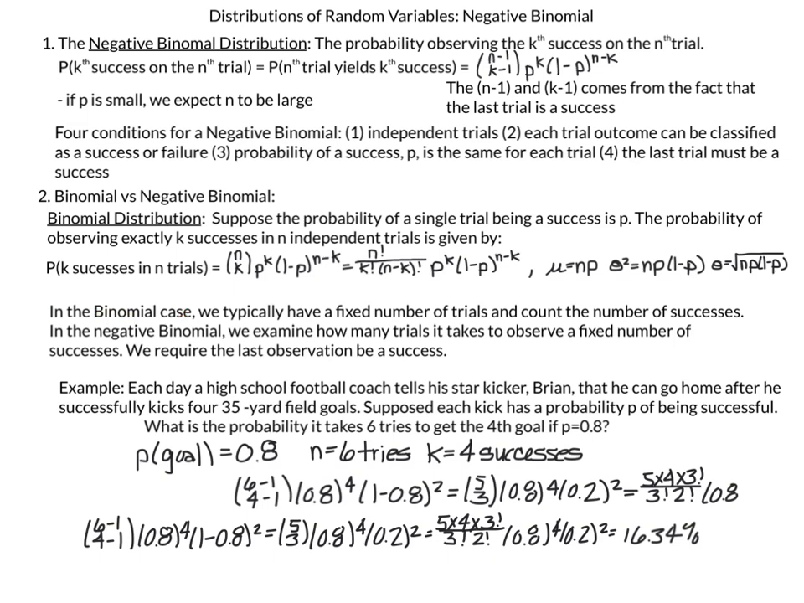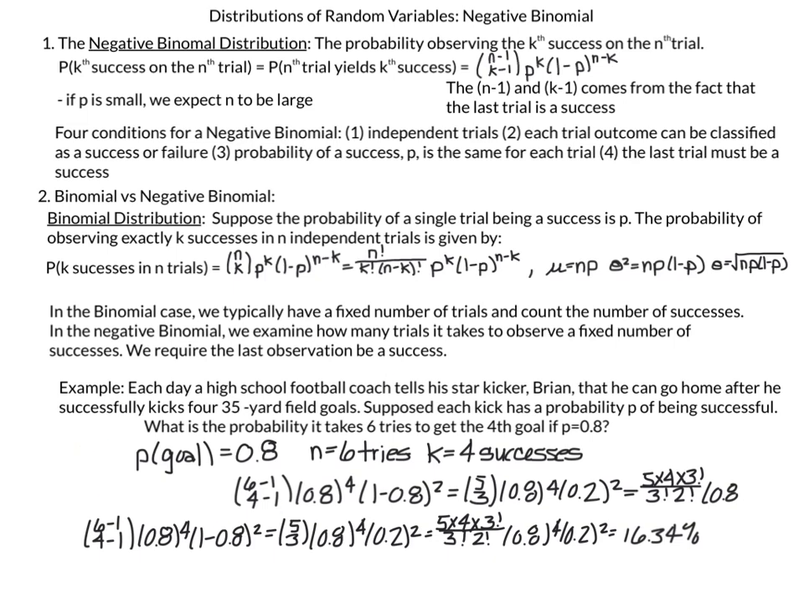And as I had mentioned, in the binomial case, we have a fixed number of trials and we count the number of successes. In the negative binomial, we don't know how many trials we will have, but we want a fixed number of successes. So it's just opposite. And also in the negative binomial, we require the last observation to be a success.